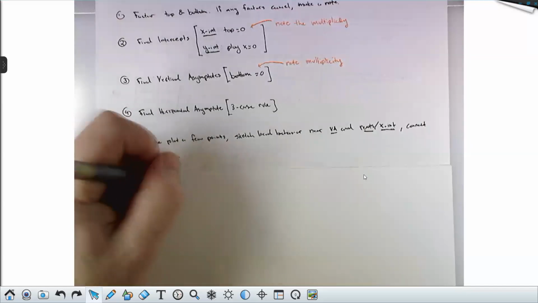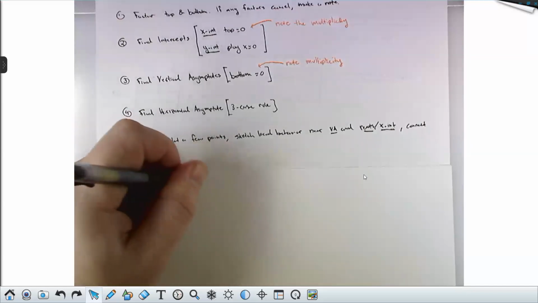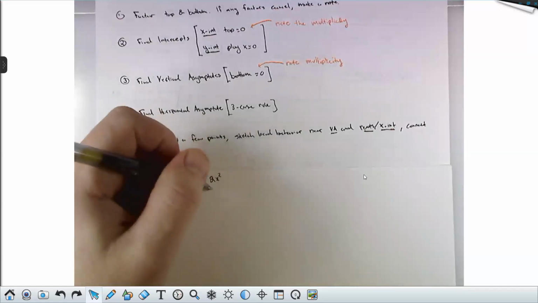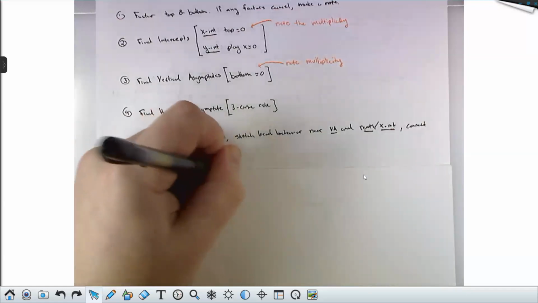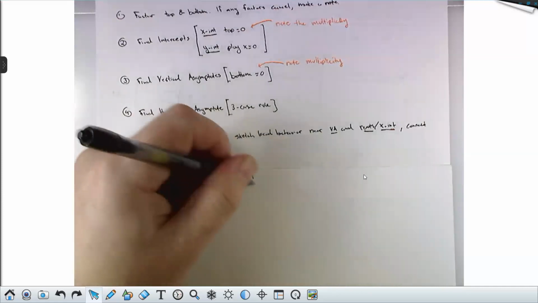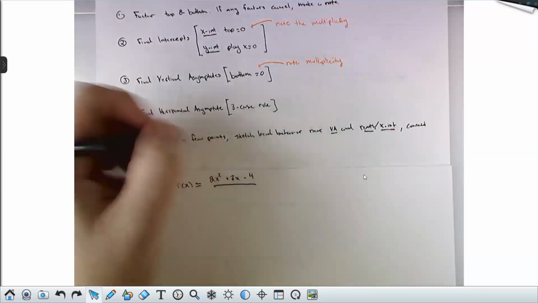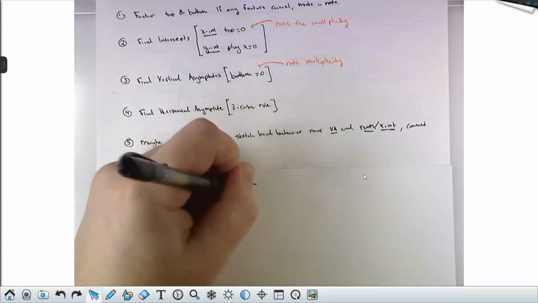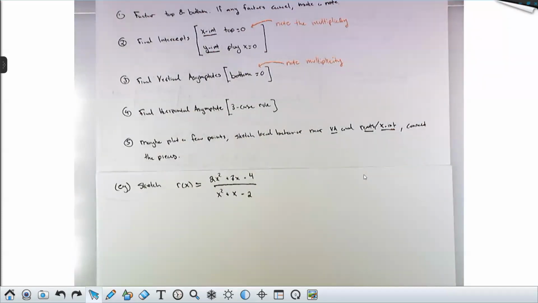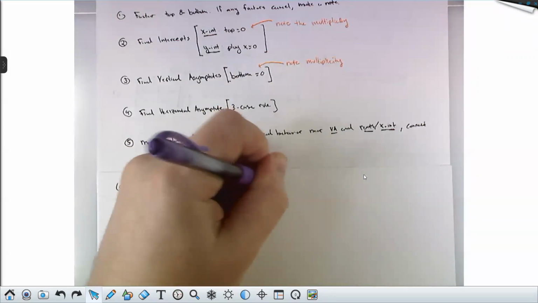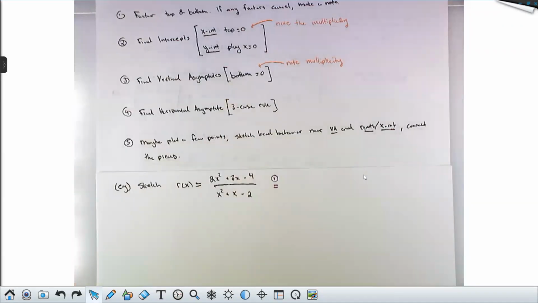So let's sketch the rational function r of x equals 2x squared plus 7x minus 4, divided by x squared plus x minus 2. My first step is going to be to factor the top and the bottom.